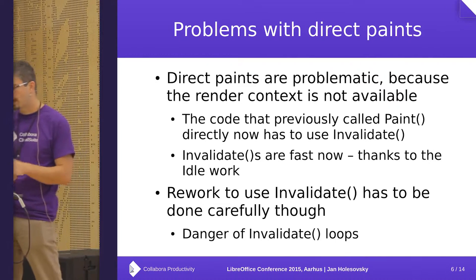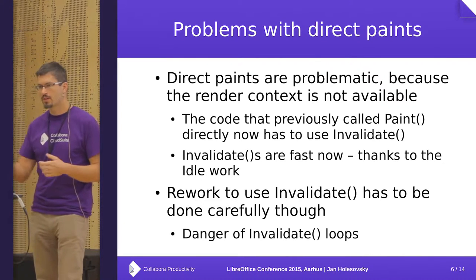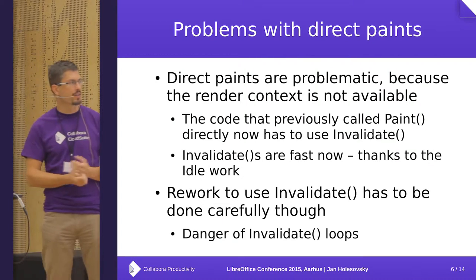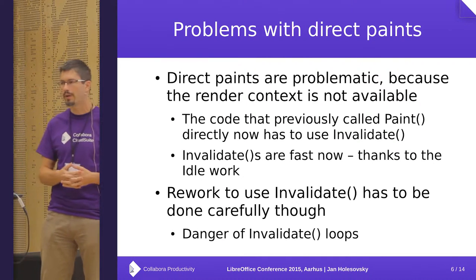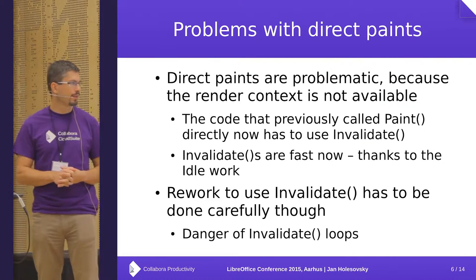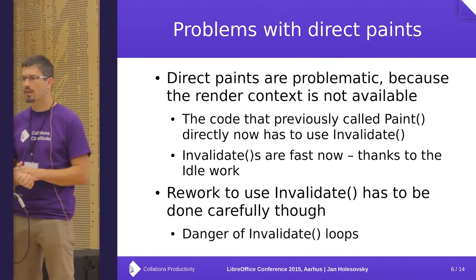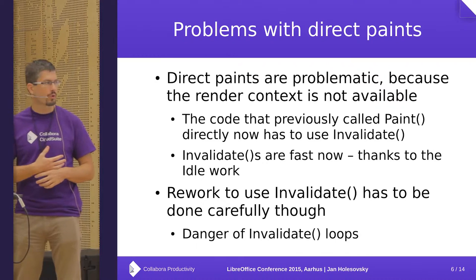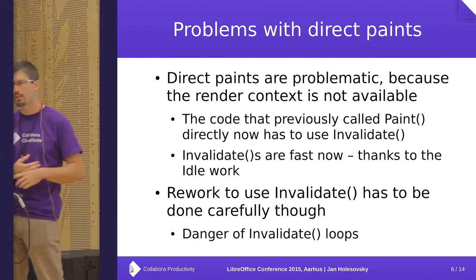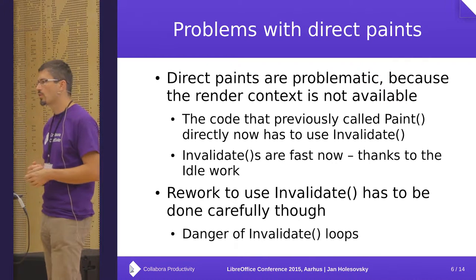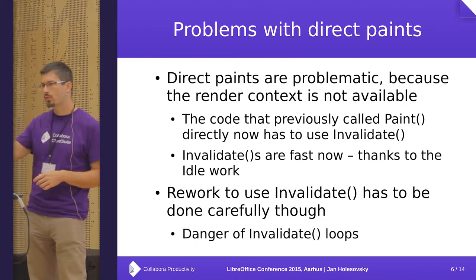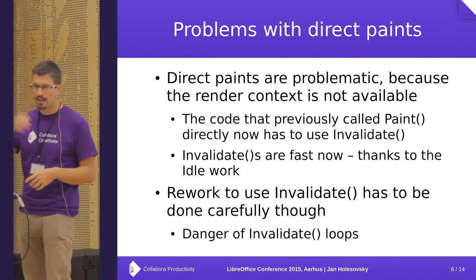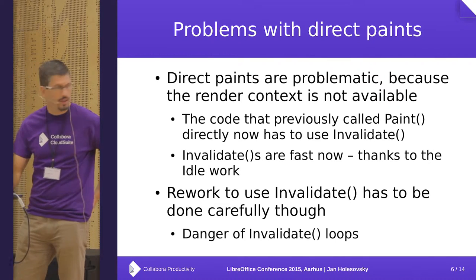So we needed to do the cleanup here, and we also needed some other pieces in the VCL change, and that was the idle work that made the invalidates fast. Previously, invalidates were triggered by a timer; it is not so anymore. But these changes have to be done carefully, because if you just change the direct draws to invalidates without testing and thinking, you can easily cause an invalidate loop. You come to code that causes an invalidate, which causes a draw, which again causes invalidates, and you are in a loop. So we had several of these to fix.